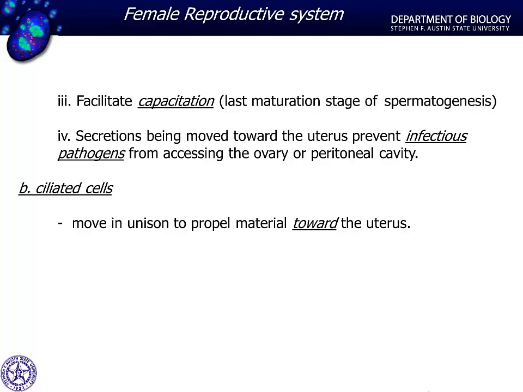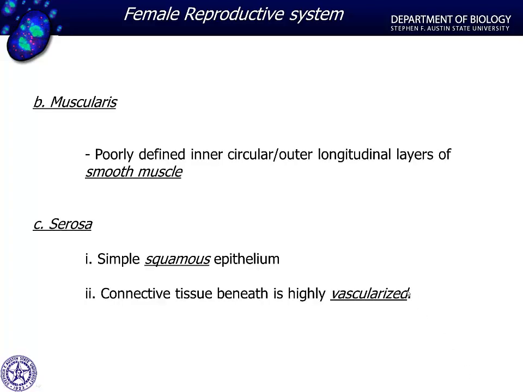The ciliated cells, these are going to be the predominant ones that we'll see in a section of oviduct, and these are going to move in unison to propel material toward the uterus. The deeper layers, of course, we have the mucosa, submucosa, but the muscularis, we're going to have some smooth muscle, but it's really poorly defined in way of circular versus longitudinal layers. But we do have smooth muscle, and we will have some peristaltic type contractions that happen to help propel material through the oviduct. Then we will have a serosa on the outside.